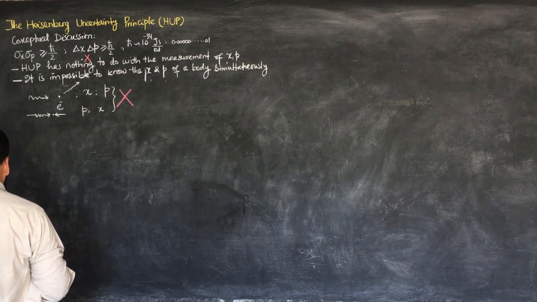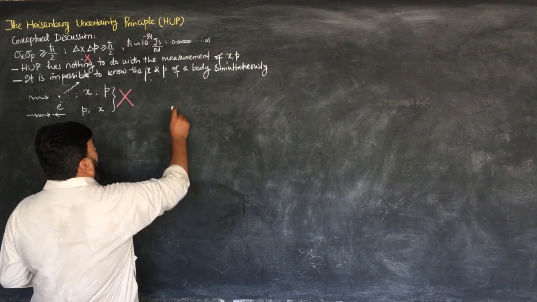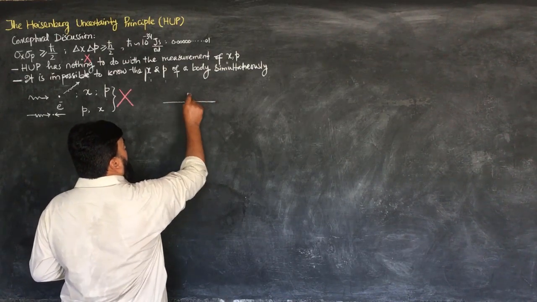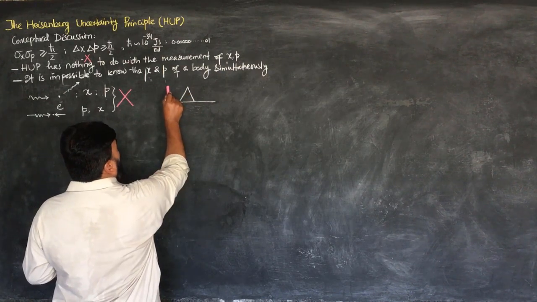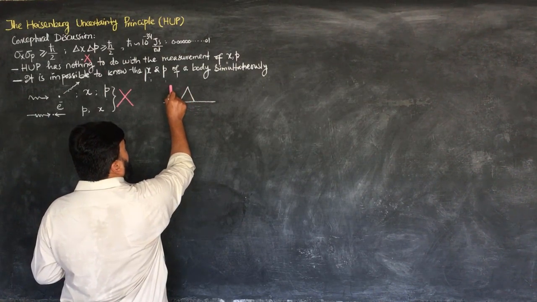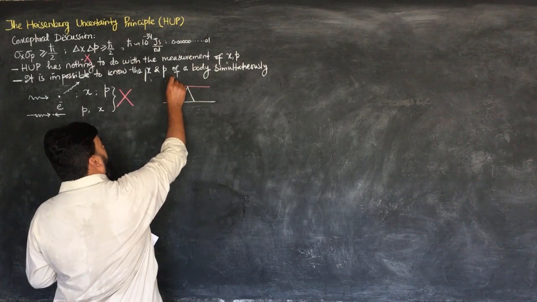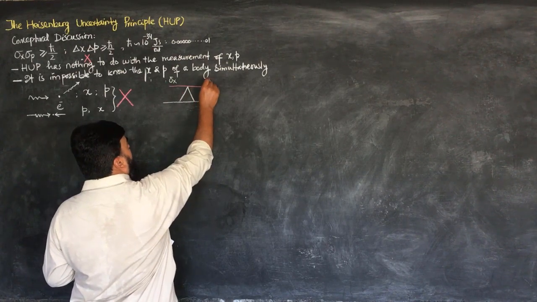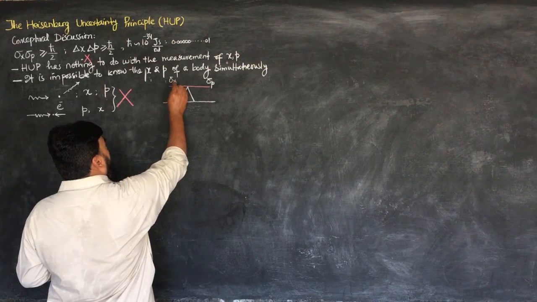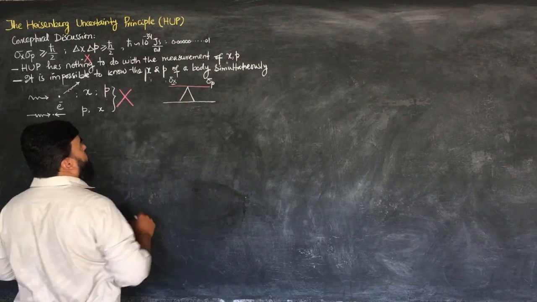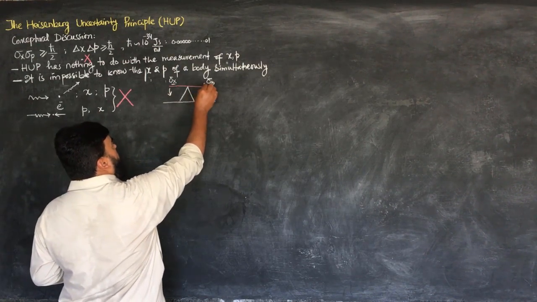Let me explain this further. For example, we have a balance, and on this balance we have x here and p here. So if the uncertainty in this one decreases, like it goes down, then this one will go up.